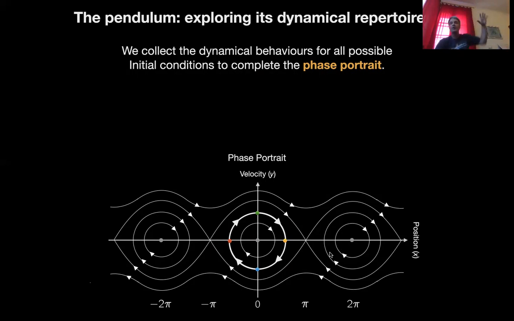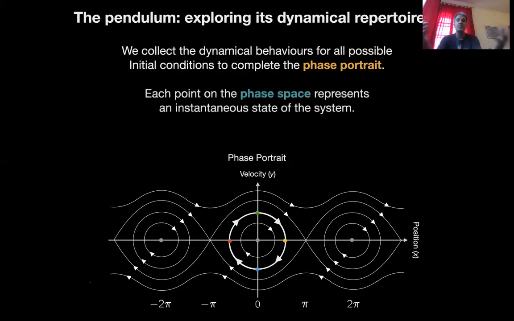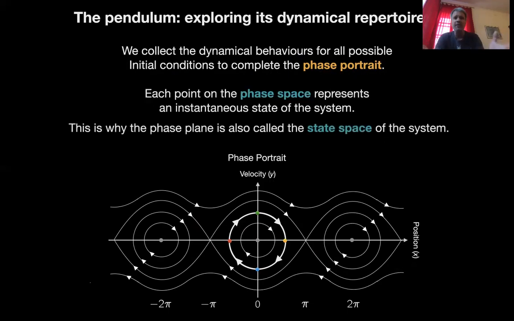And then if you push it from that position, it'll start going around. So it'll start swinging, and that's represented by these oscillatory waves out here. So there are qualitatively different types of behavior, and they are represented by qualitatively different geometries of the trajectories in the phase space. You can learn a lot from that. Each point on this phase space represents an instantaneous state of the system. And we said a dynamical system is just a succession of different states. This is why the phase plane is also called the state space of the system. Phase space, state space, is the same thing.